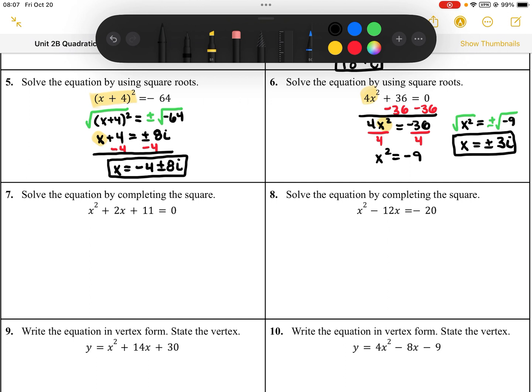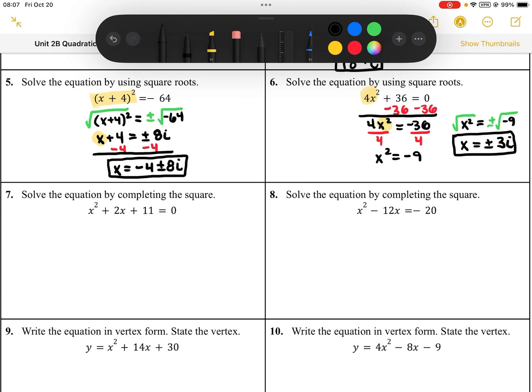7 and 8, we are going to solve by completing the square. So for completing the square, we have 5 steps. First step, you're isolating your ax squared plus bx. Second step, you're creating a perfect square trinomial. Add that value to both sides.